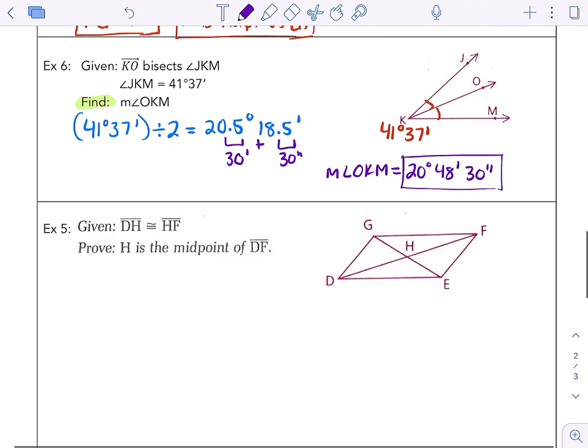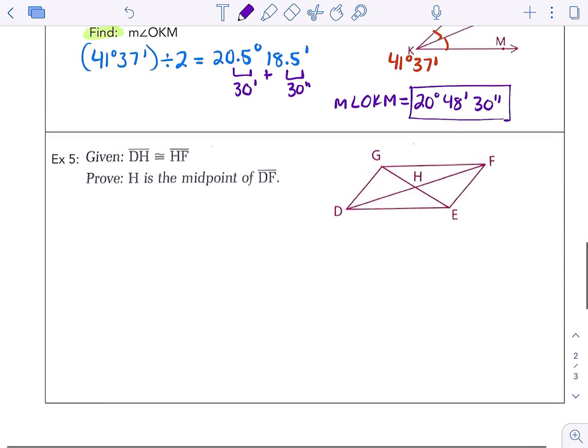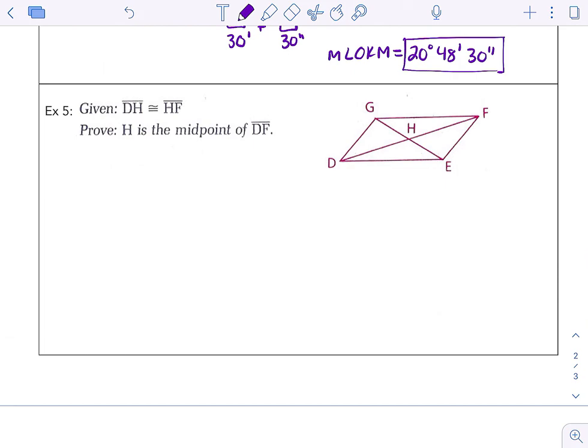All right, our very last problem here is a proof, number 5. So let's look at how some of this shows up in proof, and then when we come back together, we will do a lot more practice with this. So first, let's look at our givens. We are given that segment DH is congruent to HF. I have this nice little kite-like diagram here, and I'm trying to prove that H is the midpoint of segment DF.